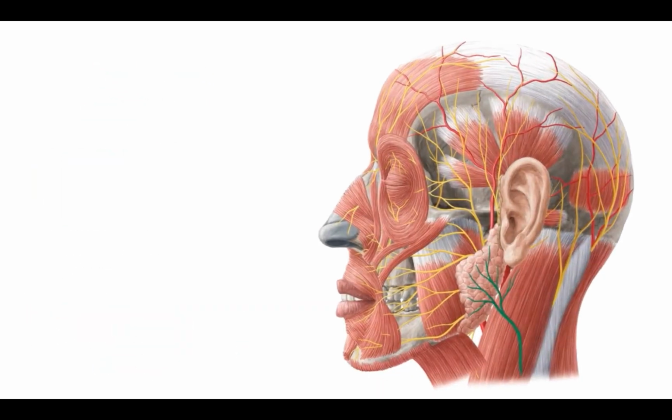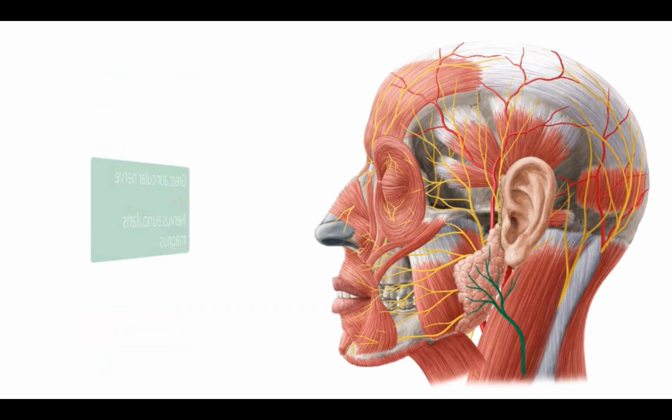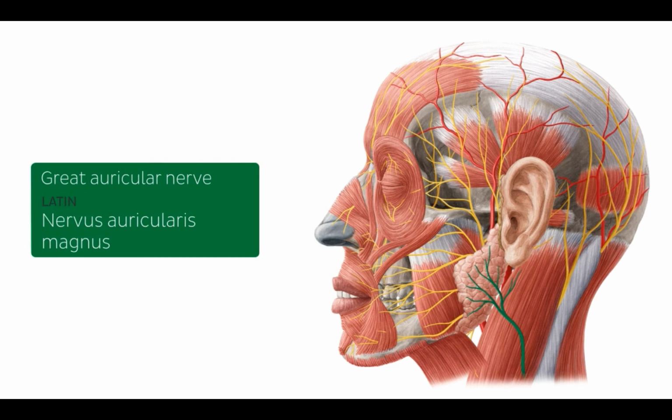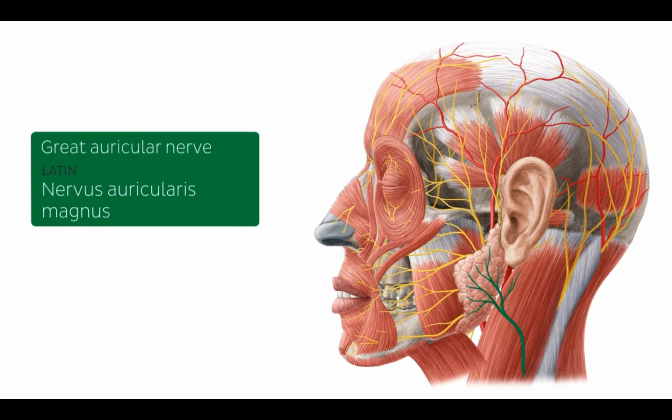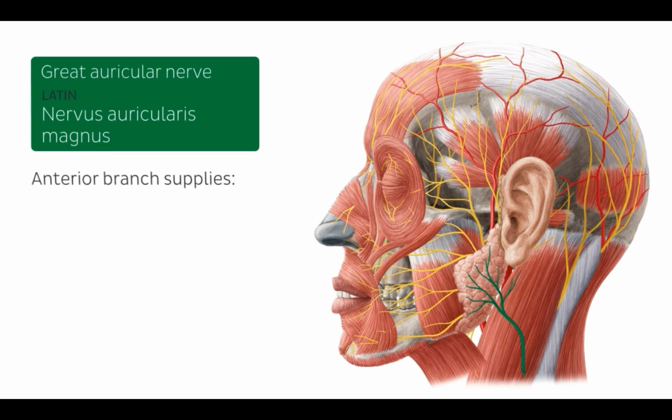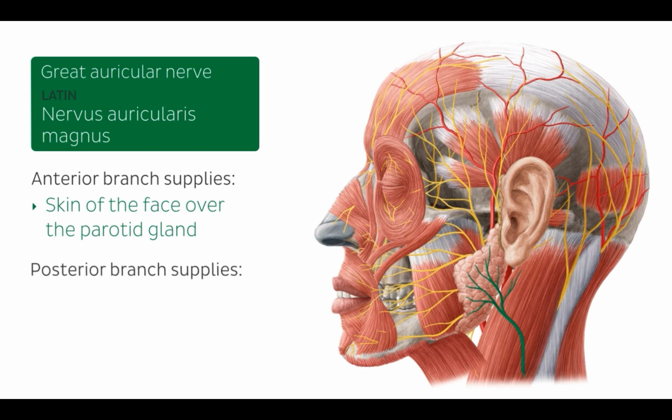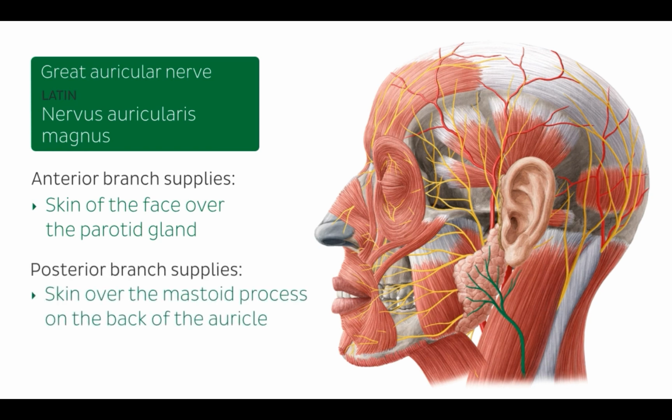Next on our list, we're going to be seeing this one here highlighted in green, which is known as the greater auricular nerve. It originates from the cervical plexus and gives off two branches, an anterior and also a posterior branch. Now, the anterior branch of the great auricular nerve will be supplying the skin of the face over the parotid gland. The posterior branch will be supplying the skin over the mastoid process on the back of the auricle, except at its upper part, also the auricular lobe, and the lower part of the nasal concha.